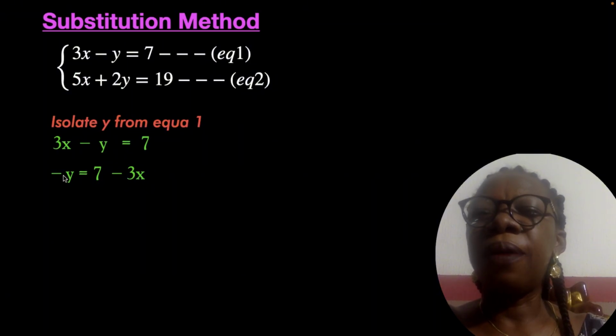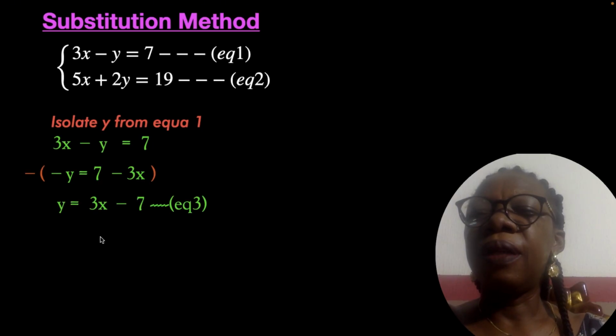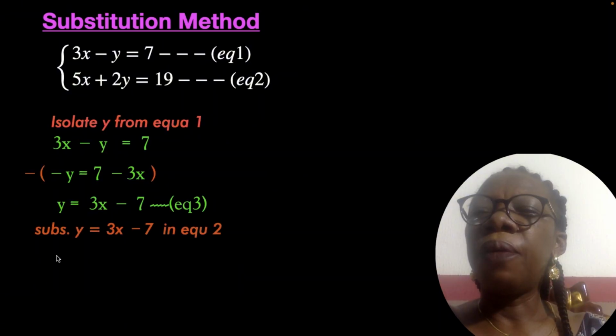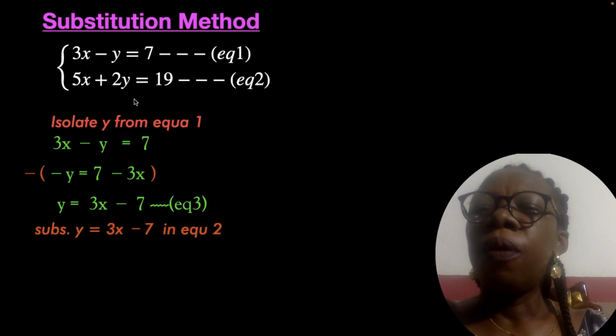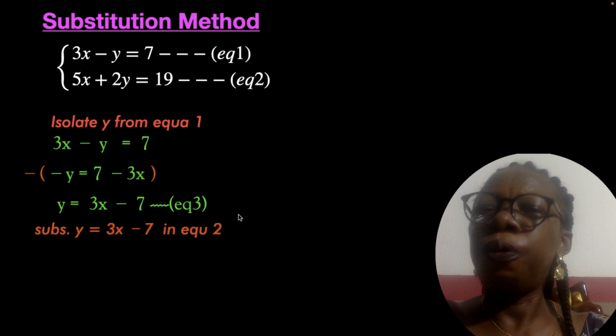We are not looking for minus y, we are looking for y. Therefore, we multiply the equation by minus. So we have minus times minus y, we have y. Minus times 7 minus 3x, we have 3x minus 7. Therefore, y is equal to 3x minus 7, and we have this as our equation 3. Now we can substitute y equal to 3x minus 7 in equation 2. We solved for the value of y from equation 1, and we are going to substitute in equation 2 to have a balanced system of equations.